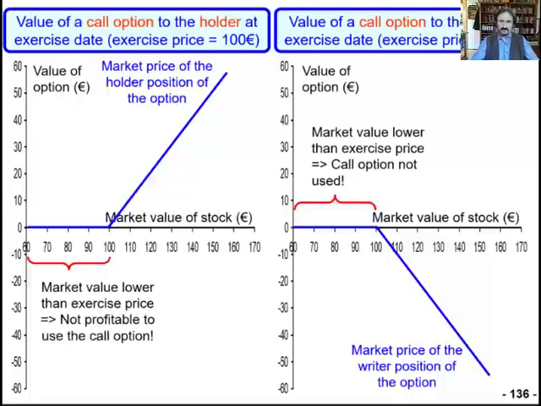If the market value of the underlying asset is, however, higher than the exercise price, for example 140 euro, it is profitable for the holder to exercise the option. In this case, the option will have a market value of 40 euro, since you can buy the underlying asset at an exercise price of 100 euro, while the market value of the underlying asset is 40 euro higher. For the writer, this means that he will now suffer a loss from selling the underlying asset at the lower exercise price. In this case, the market value of the writer position in this call option will equal minus 40 euro.